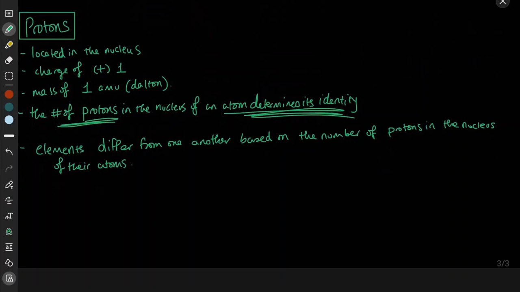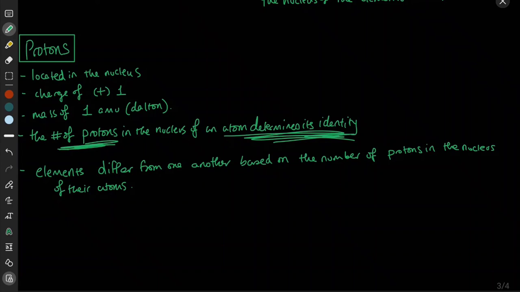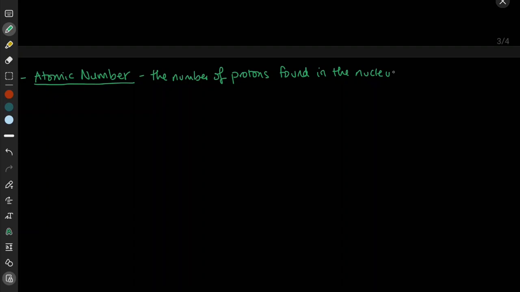The idea that the number of protons in the nucleus of an atom determines its identity is the premise for what is called the atomic number. Let's write out the whole thing. Again, what's the atomic number? It's simply the number of protons found in the nucleus of the atom of an element. That's what the atomic number is.